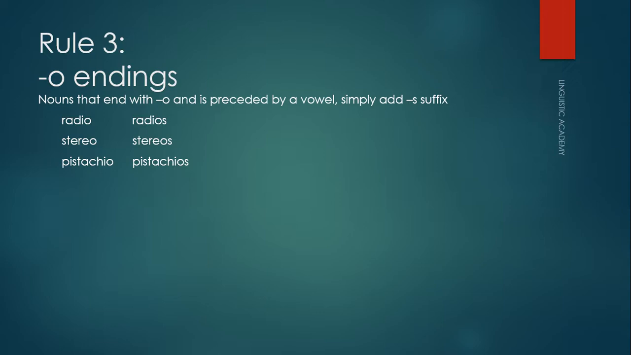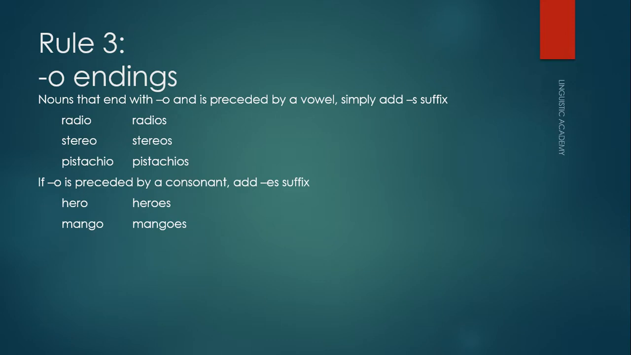We are not changing its form. But of course, there is a variation. If this O is preceded by a consonant, then we add ES suffix rather than adding S. Like hero, heroes, mango, mangoes, potato, potatoes. In all these three examples, this O is preceded by consonants. So we are adding ES at the end rather than adding simple S.